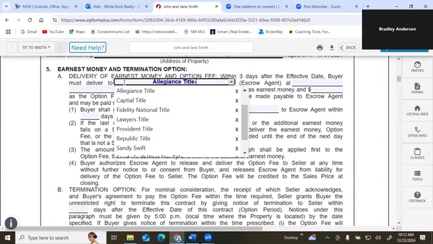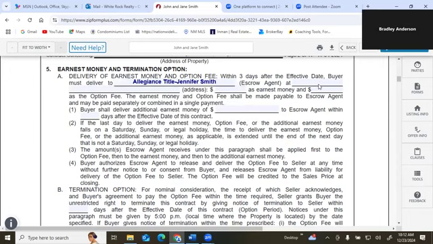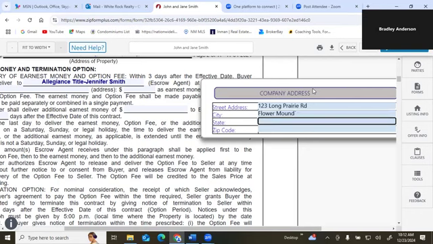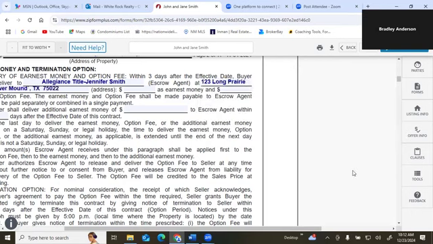Allegiance title, let's just say as an example, Jennifer Smith is the escrow agent. Okay. And then here would be the address. And the zip code. And then you're going to put in how much.